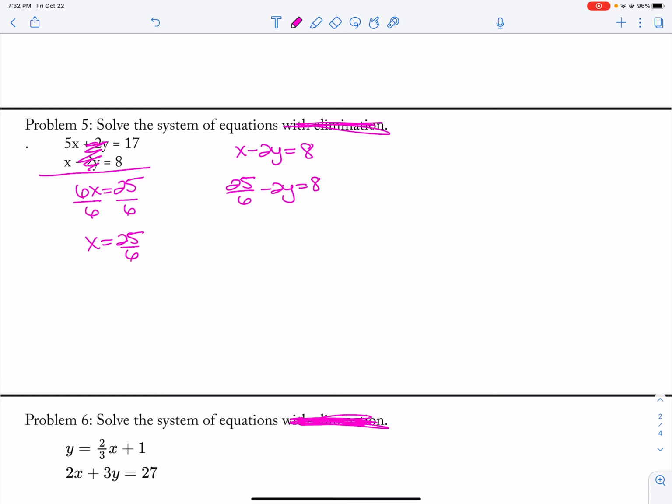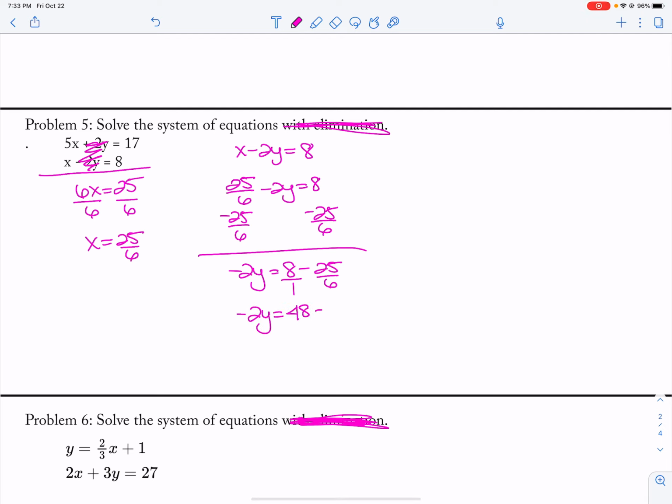Now, here's the thing. As much as you don't want to deal with fractions, I could have subtracted both sides by 25 over 6, right? And got negative 2y is equal to 8 minus 25 over 6. And then I have to find a common denominator. So I get 48 minus 25 all divided by 6, because my common denominator will be 6.